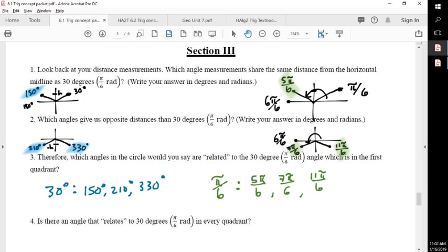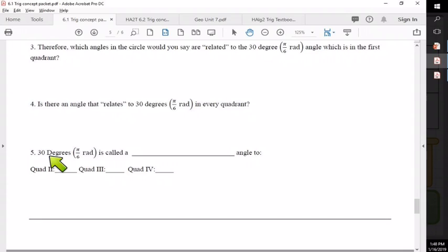Now all these angles have something in common. Like these guys have this one in common, and these guys have this one in common. So 30 degrees and pi over 6, those are special angles. It has a special name. We go down to here, 30 degrees is called a blank angle. Write in reference. 30 degrees is a reference angle. It's a common angle that we reference to find information about other angles in the circle. And the same goes for pi over 6.